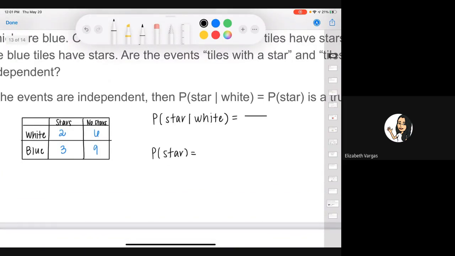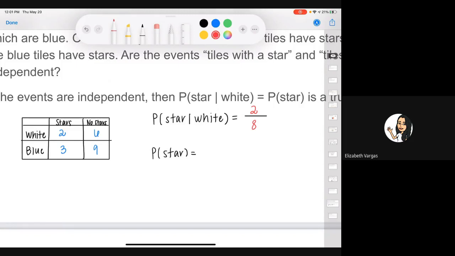So what is the total number of white tiles? I have 8 total tiles which are white, 2 of which have stars. Okay, that's how I write that probability.